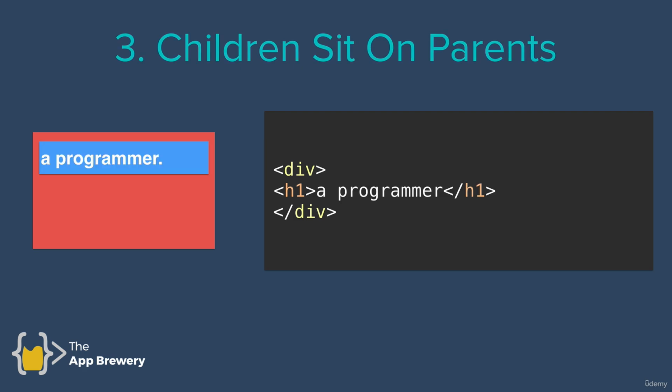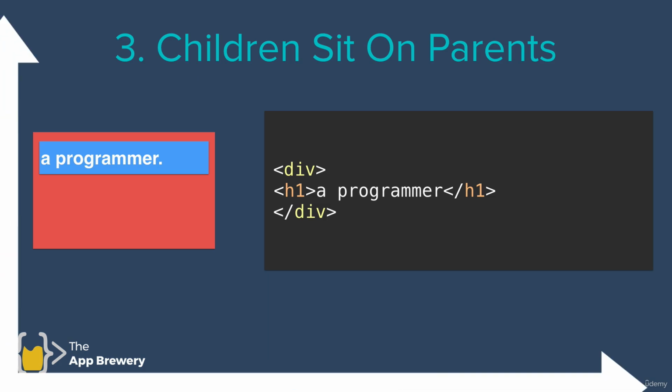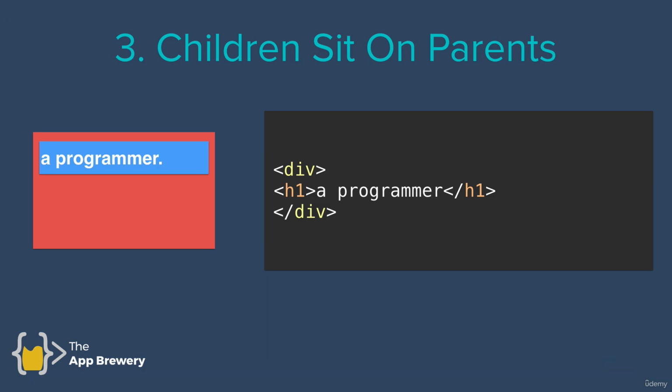Now, if inside this div, I add an H1 with some text, then that H1 is going to be on top of the div. So it's more towards the viewer and away from the screen. So this kind of introduces the concept of the Z index. We know that on screen we have an X and a Y axis, but there's also a Z axis, and that determines which element will be displayed on the other one.